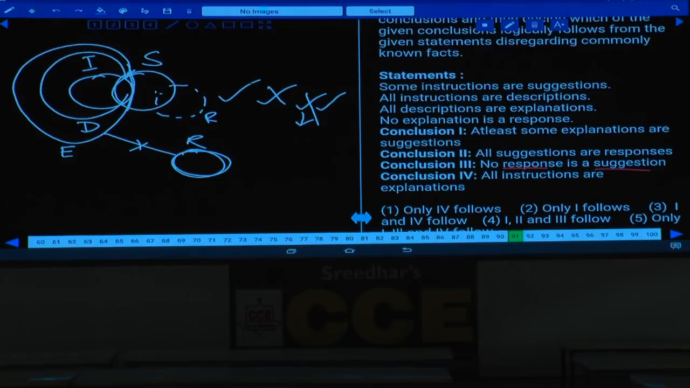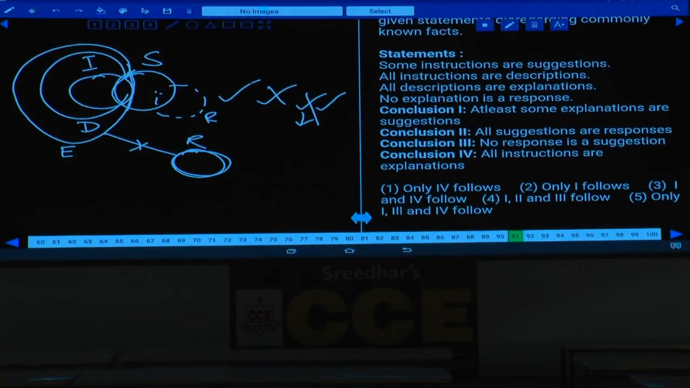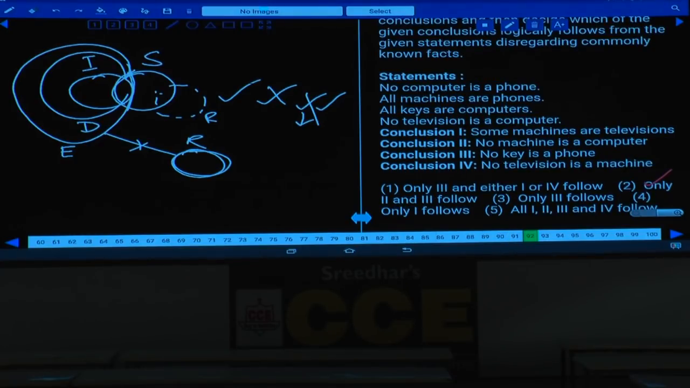And so what is your answer here? Only 1 and 4 follow. Only 1 and 4, choice 3 is the answer. Question number 91, it is choice 3. Then coming to question number 92.